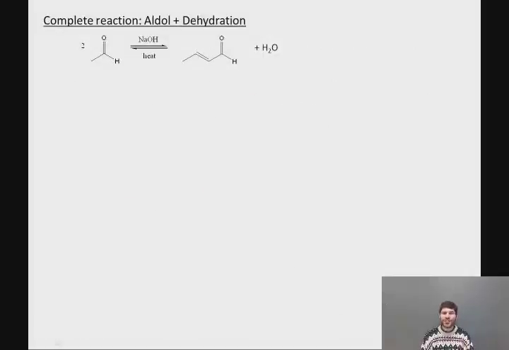Okay, so our complete reaction of aldol plus dehydration is depicted here. 2 molecules of acetaldehyde treated with NaOH in the presence of heat gives the 4-carbon alpha-beta unsaturated aldehyde. So notice that after dehydration takes place, you now actually have a double bond where there was no bond previously, between carbons 2 and 3 of the 4-carbon chain. So the overall process has not only created one carbon-carbon bond, it has created 2 carbon-carbon bonds. And that's a good thing from the point of view of a chemist.